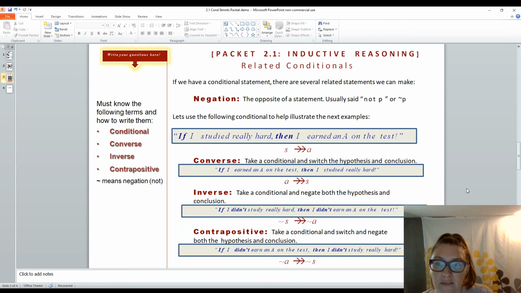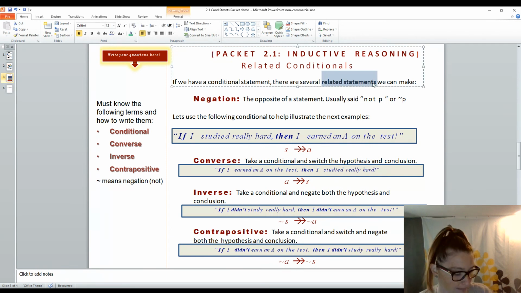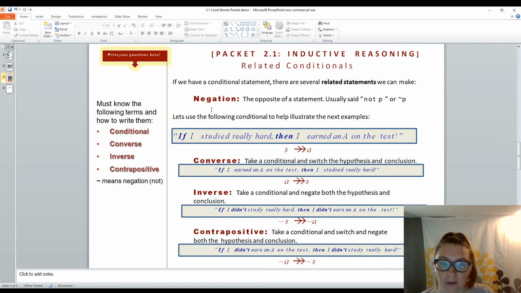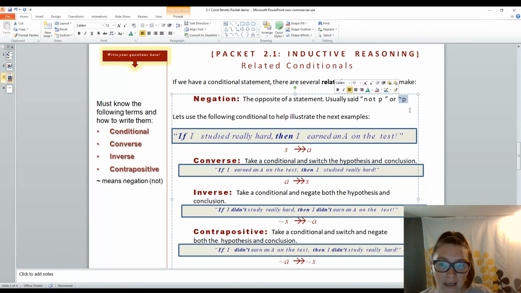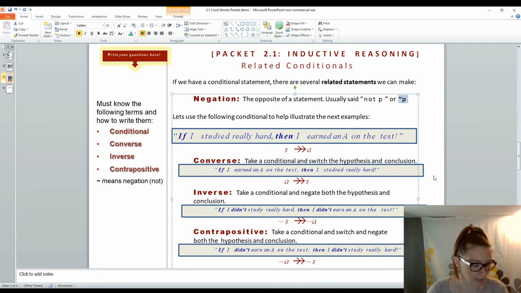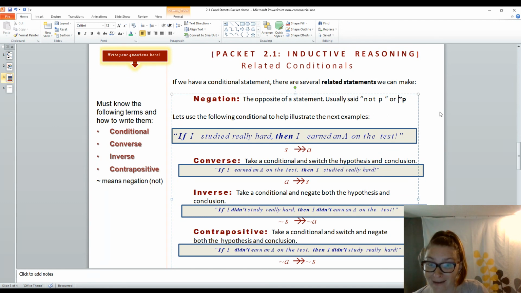All right, so it says, if we have conditional statements, there are several related statements. So these related statements are really important. Let's first talk about negation, the opposite of a statement, usually said not P. Now it says this little squiggly line P. That squiggly line is actually on your keyboard next to the number 1. We call it the tilde. It means not. So that little squiggle means not.